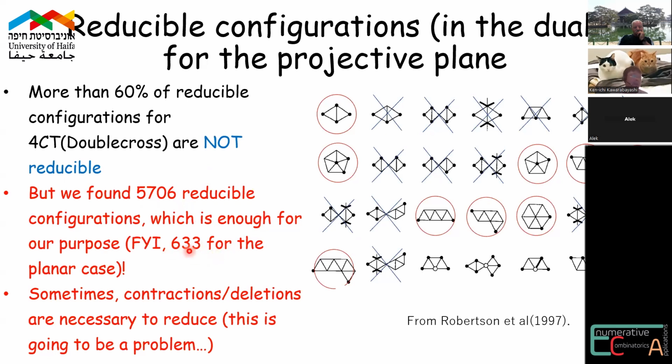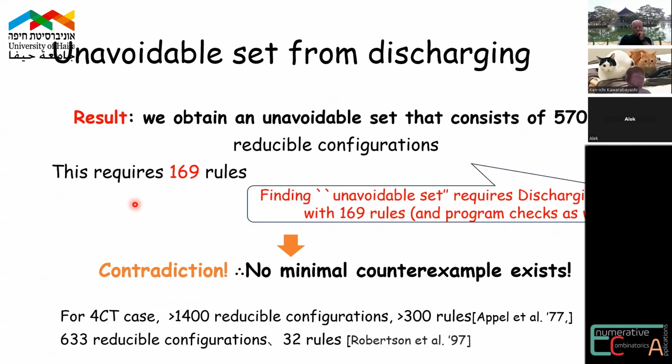So far, Robertson, Seymour, Sanders, Thomas got 633 reducible configurations they have to consider. But in our case, we have to consider 5,076. Okay, but still, we made it. It's a finite number. So that's about the reducible configuration. A reducible configuration basically means that the configuration doesn't appear in a minimal counterexample. If you have such a set, we have to show that one of the 5,076 in our case, or in the planar case one of the 633, must appear in the minimum counterexample.